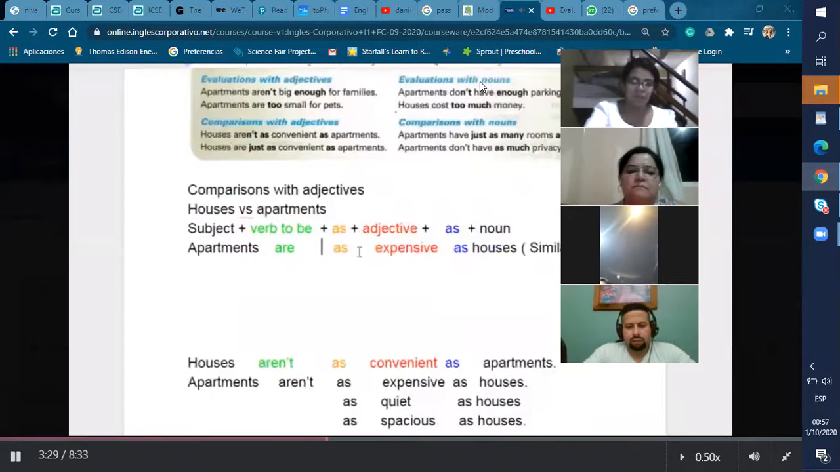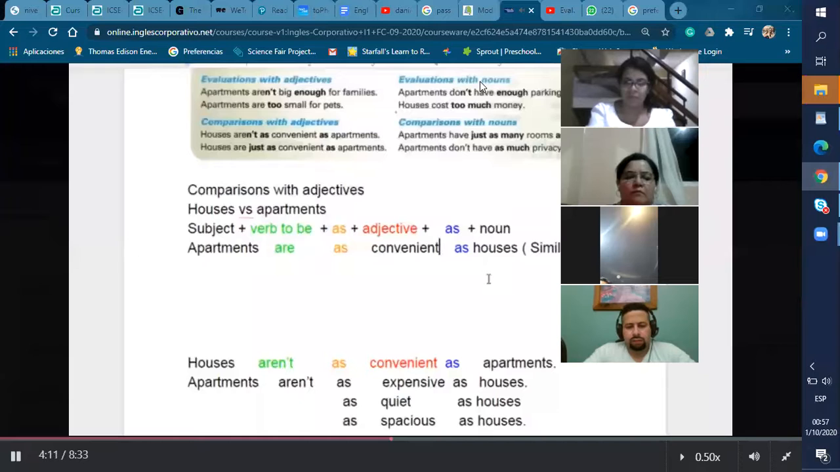And you can use any adjective to compare the two. You can say apartments are as quiet as houses. Apartments are as spacious as houses. Apartments are as convenient, just like we see the example there, right? Comfortable. As houses. And so remember that this kind of thing, you're making comparisons. So maybe in your area, apartments are the same as houses. So they cost the same. You know, they are as big as houses. Apartments are as convenient as houses, etc.